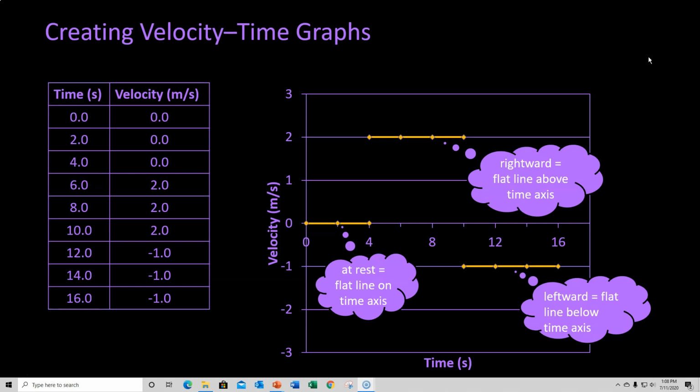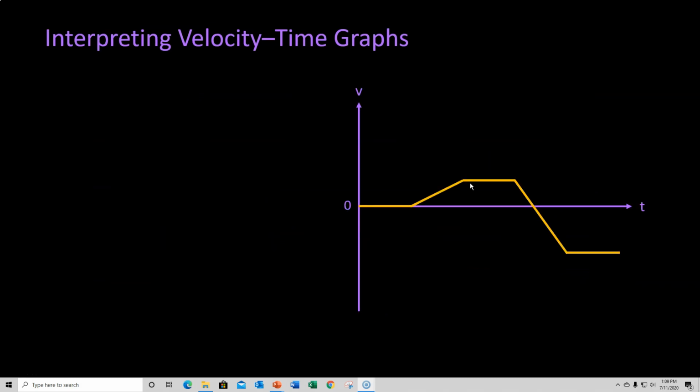Let's move on now and look at interpreting velocity time graphs. Here's our velocity time graph. This is a different velocity time graph than the one we just created, and we're looking at this qualitatively. Notice we do not have a numerical scale on either the time axis or the velocity axis, other than to signify that this is 0 velocity.